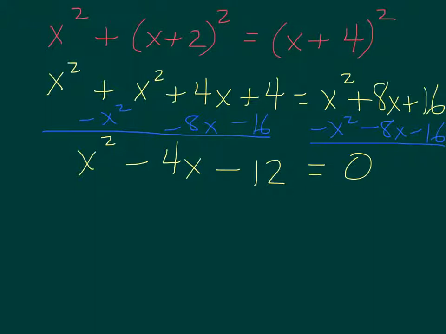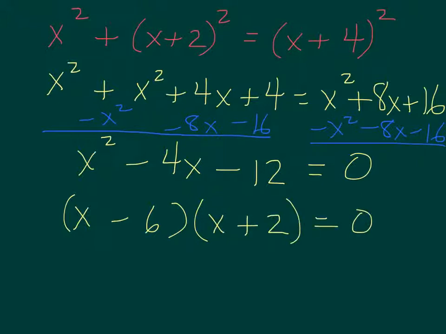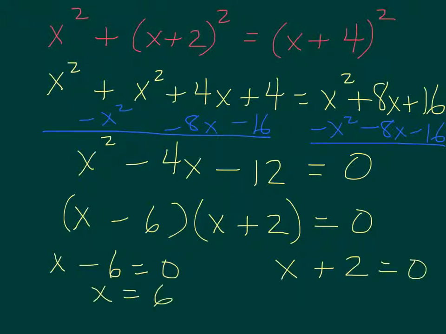So now we can proceed here by factoring. I know that two numbers that multiply to make negative 12 and add to make a positive 4 are negative 6 and positive 2. So this factors into x minus 6 times x plus 2, which will give us, from zero factor property, x minus 6 equals 0, x plus 2 equals 0. So that'll give us x equals 6.